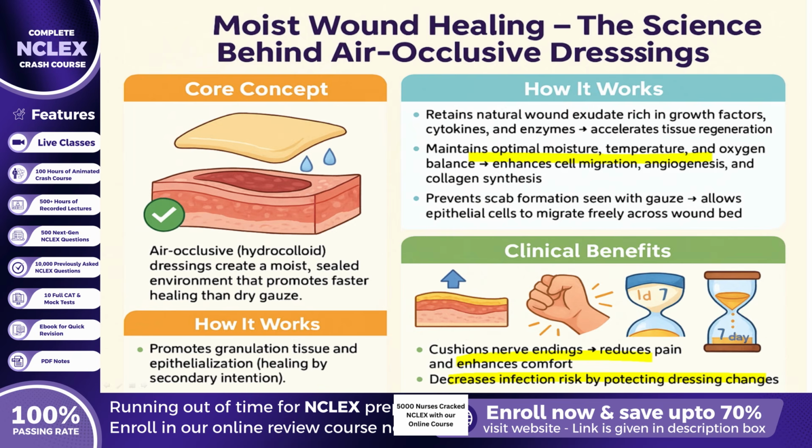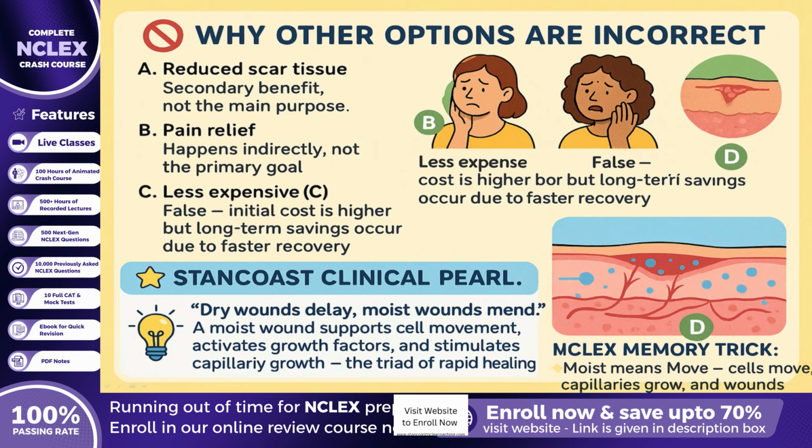and greater client comfort. Looking at the incorrect options, option A, it will reduce the formation of scar tissue, is not the primary reason for use. While the moist environment can result in smoother cosmetic healing, its direct function is to promote epithelialization, not to prevent scarring. Option B, it will relieve pain from skin irritation, may occur as a secondary benefit since moist dressings protect nerve endings, but pain relief is not their main goal.